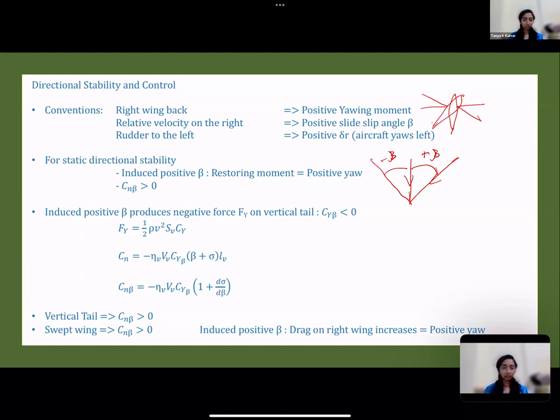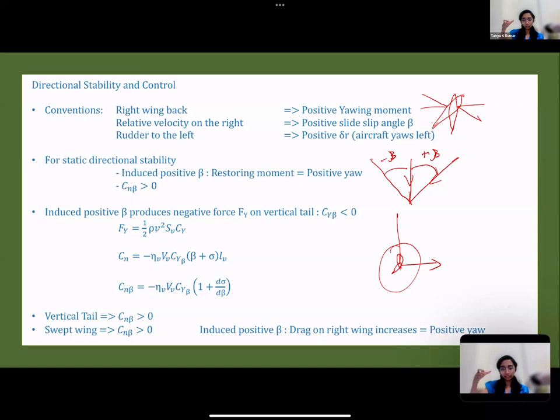Then the control surface convention. This is your fuselage reference line, and this is your rudder. You deflect it to the left, right? Force is produced in which direction, to the right or the left? If I deflect my rudder to the left, is the force produced towards the right or the left? Towards the left. Okay, so force is produced here.